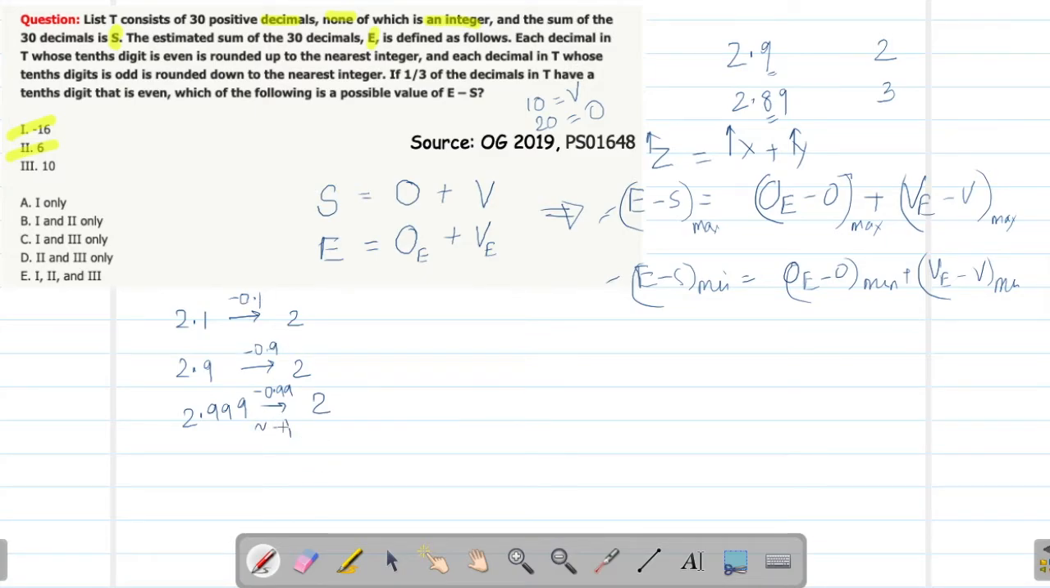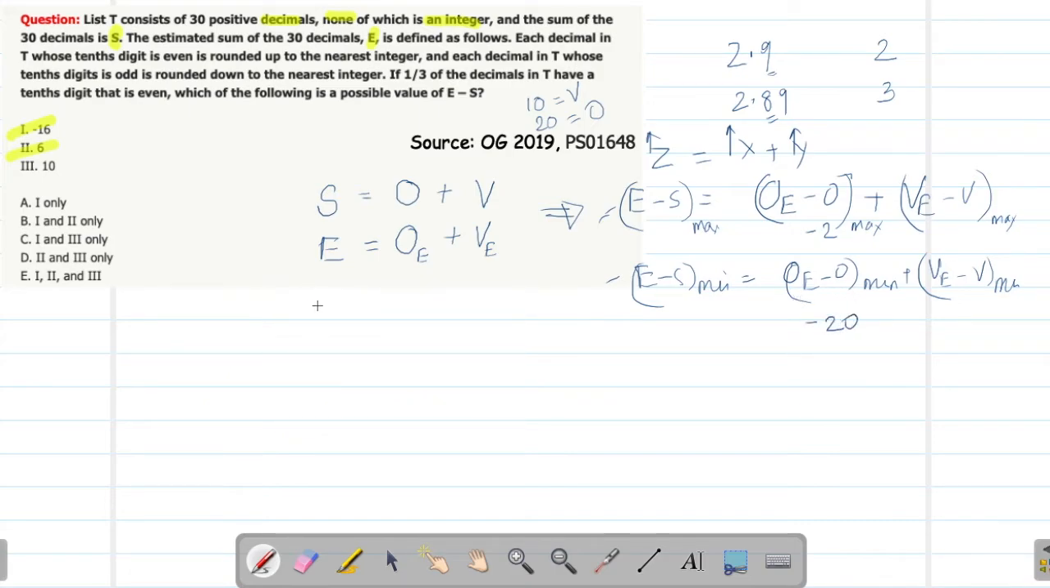Okay, so we can easily see that there is minus 0.1 as one extreme and minus 1 as the other extreme. Which one of them is the maximum? Minus 0.1, of course. So OE minus O max is minus 0.1 multiplied by 20, because there are 20 such numbers, and we get minus 2. And the minimum is minus 1 multiplied by 20, and that is minus 20. So OE minus O maximum is minus 2, and OE minus O minimum is minus 20.